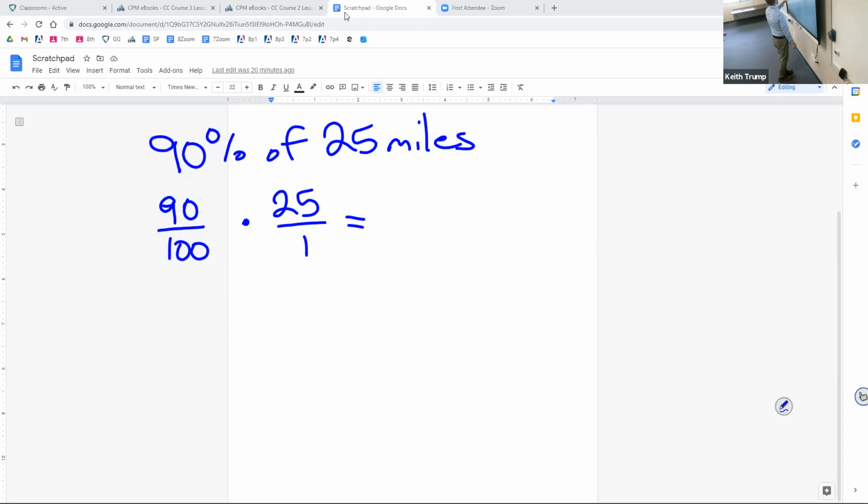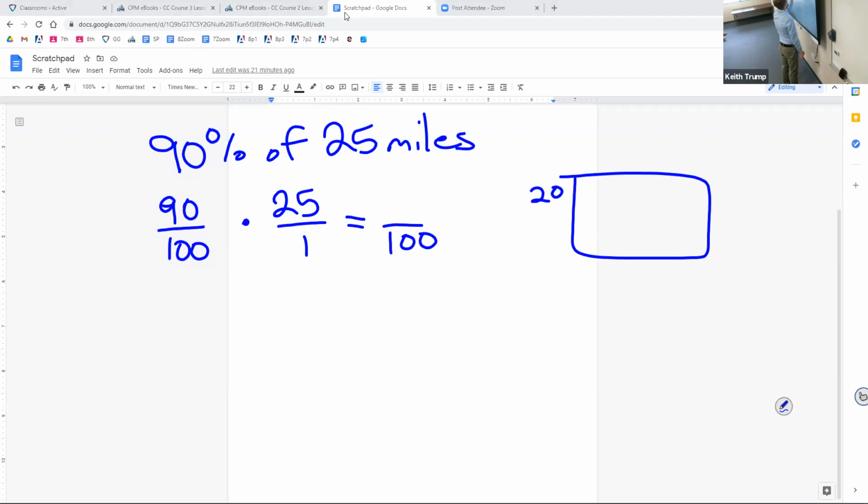So now I've got 90 times 25 over 100 times 1, which is just 100. 90 times 25. Well, I don't know what 90 times 25 is. So I'm going to do some quick multiplication. I know that 25 times 9 is going to be easier to work with, and then I'll just put a 0 on at the end because I'm multiplying by 90. So 25 times 90. I'll use a generic rectangle. Well, I'll do 90. That's fine.